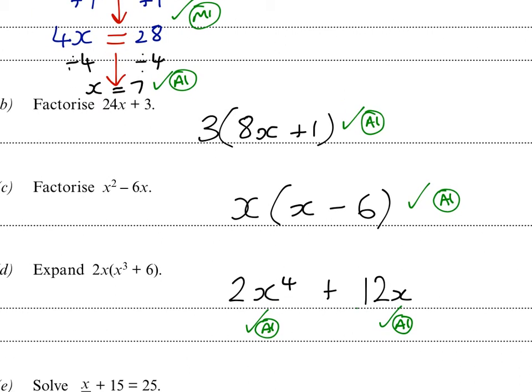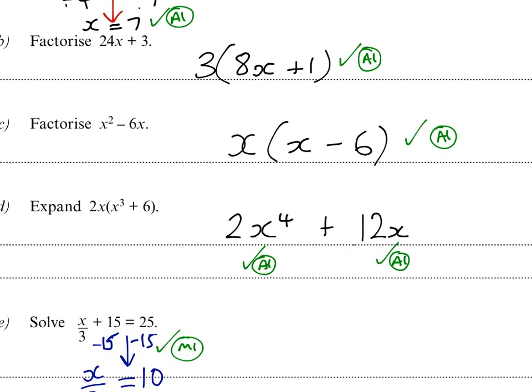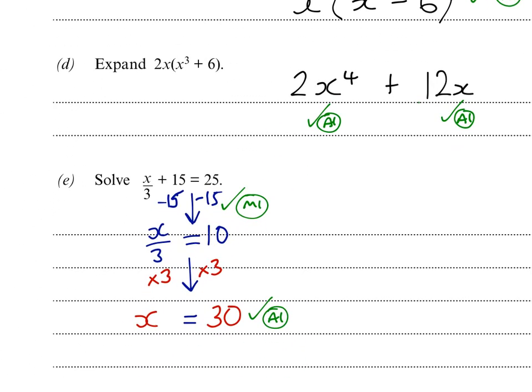Expanding, I thought this was a nicer 2 marks than the last 2 marks. This becomes 2x times x cubed, which is 2x to the power 4, and plus 12x, and you've got 1 for each of those numbers. And then another solving equations one, I don't know why they put that one in as well as the one at the top, but they did. Get rid of the plus 15, take away 15 either side. That leaves me with x over 3. The over means divided by, so I times both sides by 3, so x equals 30.